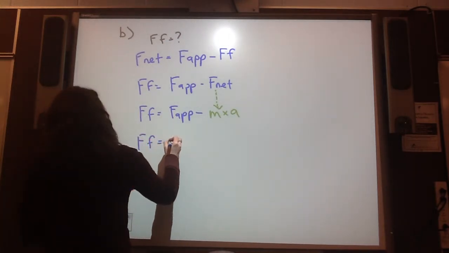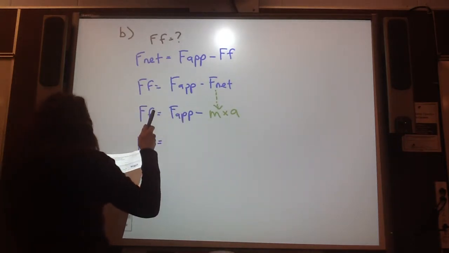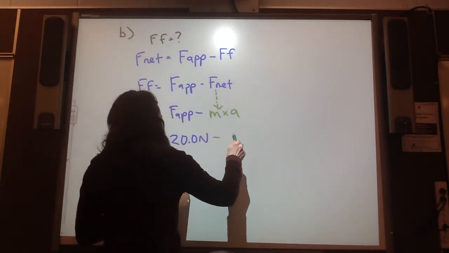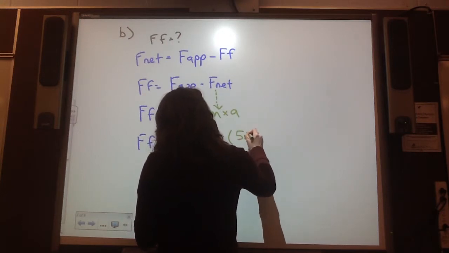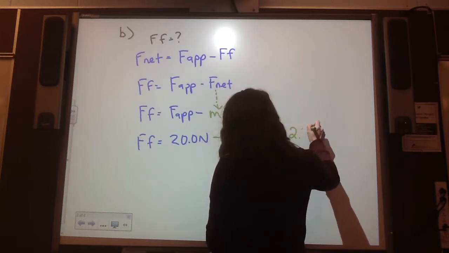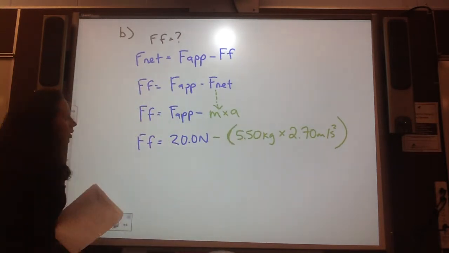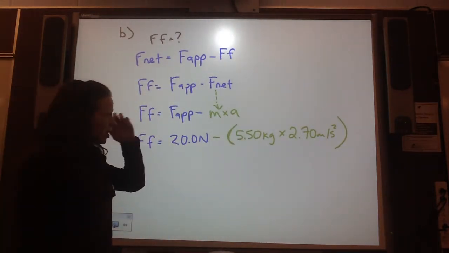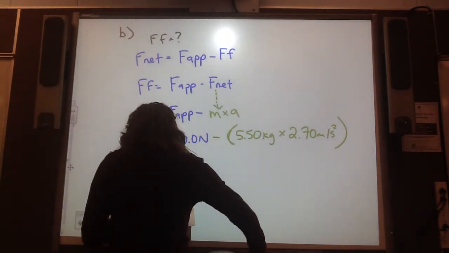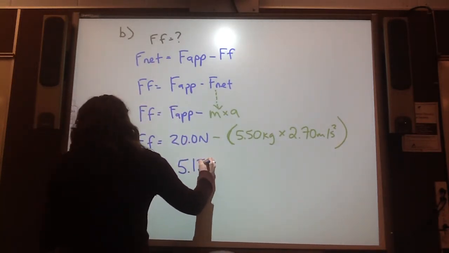So then FF is equal to my FApp, which I was told at the beginning, was 20.0 newtons. Okay, now I know my mass is 5.50 kilograms, and I times that by the acceleration, which I was also told at the beginning. So now if you put this all into your calculator at once, make sure that 5.5 and 2.7 are in brackets together. So plug that in, and FF is equal to 5.15 newtons.